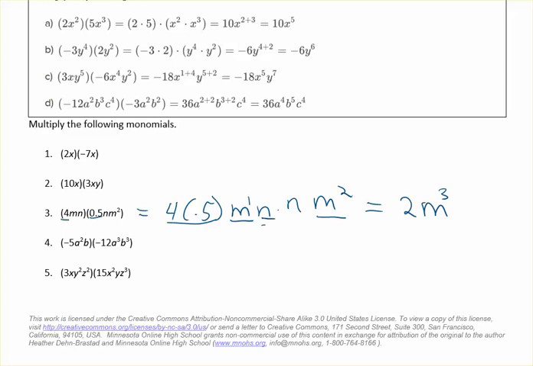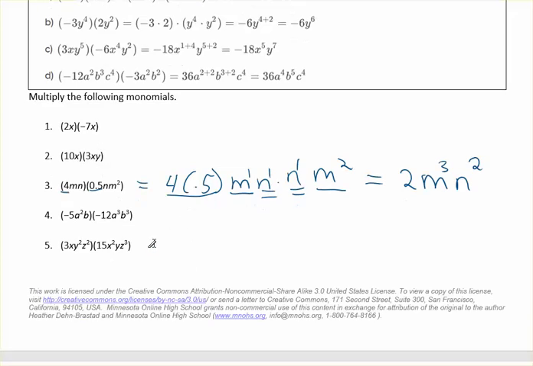For the n's, we have n to the 1, even though they don't show the 1, there really is a 1 there, times n to the 1. So we would have n to the second power. If you can, when you're writing these, put the variables in alphabetical order. So m comes before n, so this would be the best way to write it. And you'll do the same thing for 4 and 5 and 1 and 2.